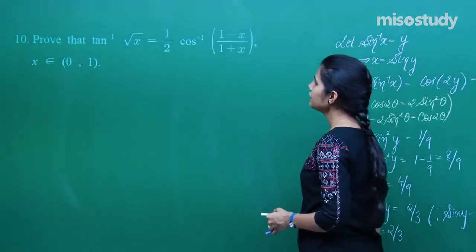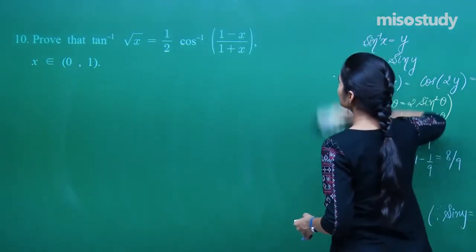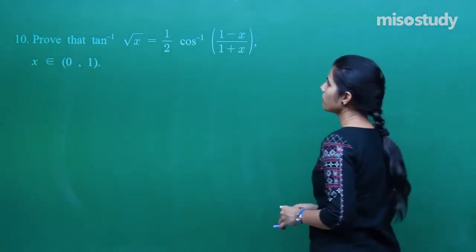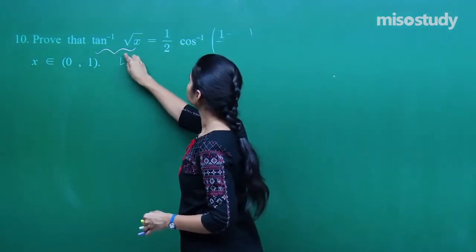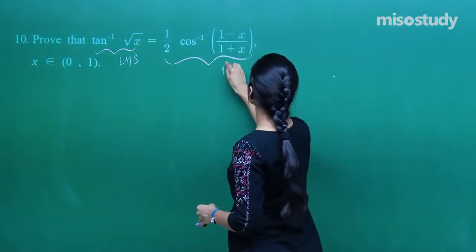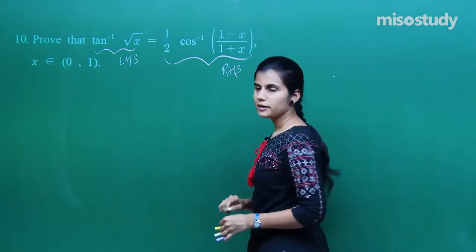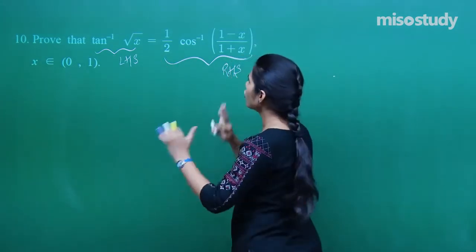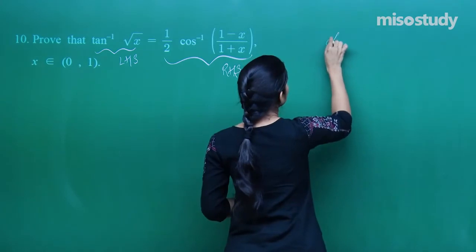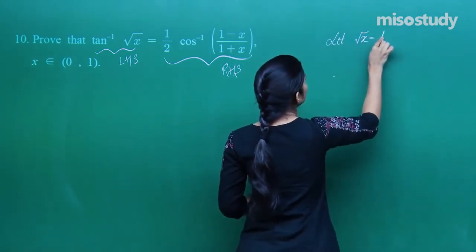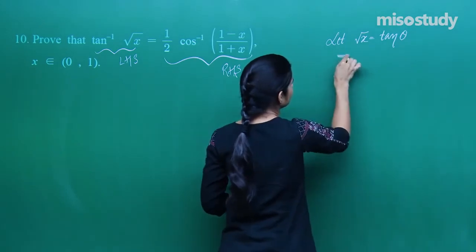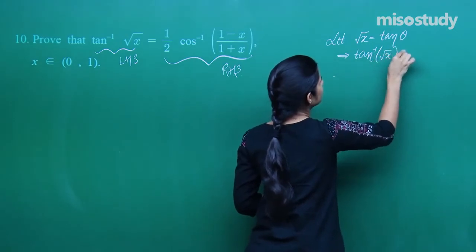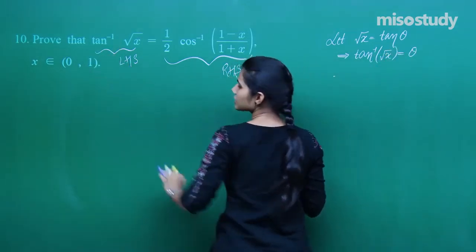And next we have to prove that tan inverse of root x is half of cos inverse of 1 minus x upon 1 plus x, and x is again given to be belonging in the open interval 0, 1. This is my left hand side, and I have to prove it to be equal to the right hand side. Cos inverse expression is here, x is sitting in the argument of tan inverse. Somehow cos inverse and tan inverse need to be connected. I am going to assume let root x be equal to tan theta, which implies tan inverse of root x is equal to theta.